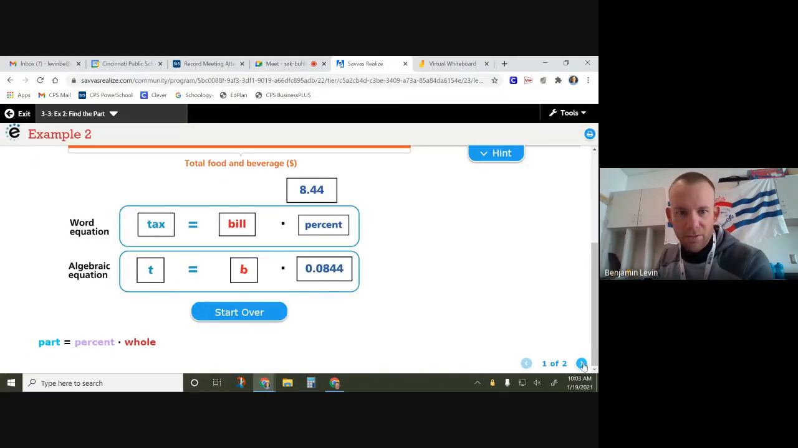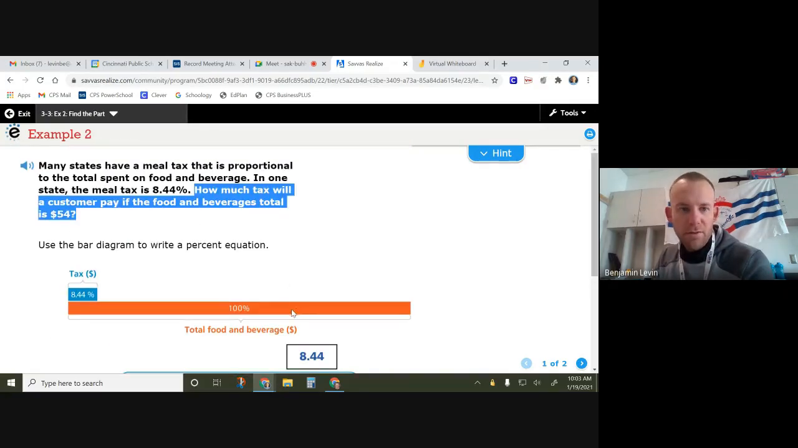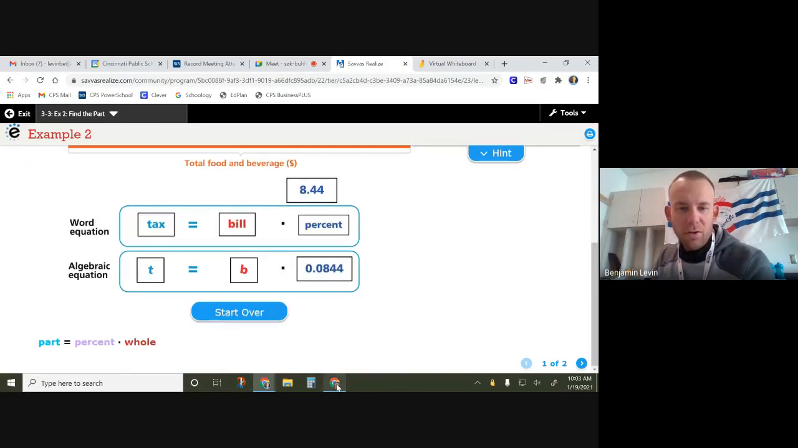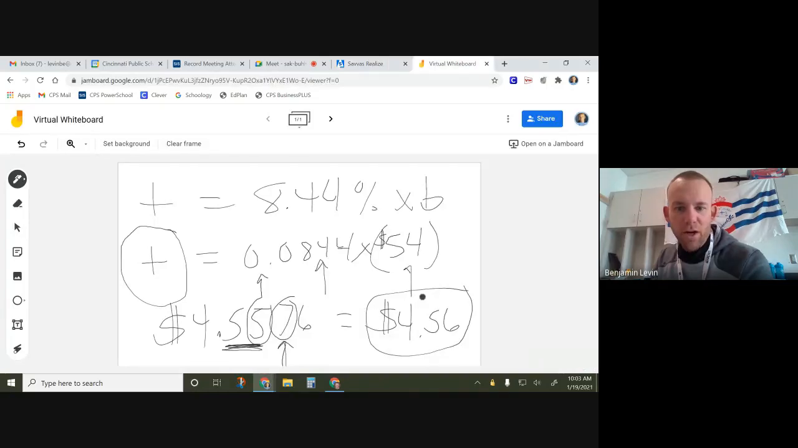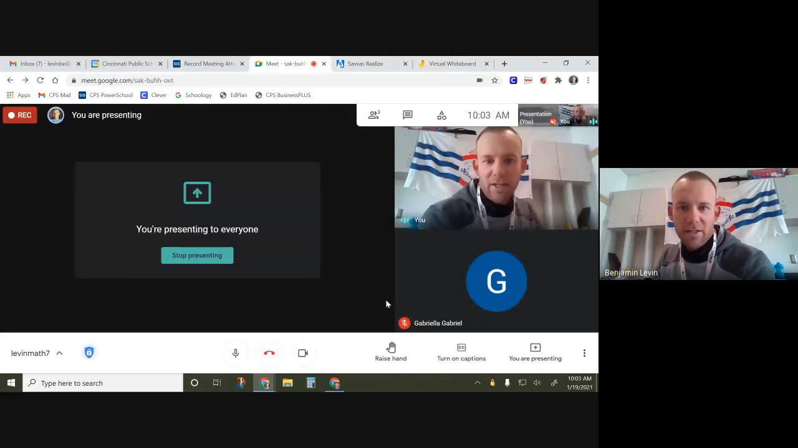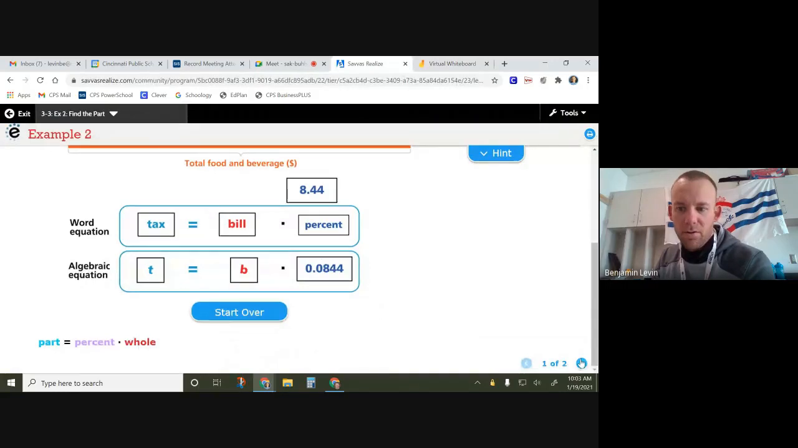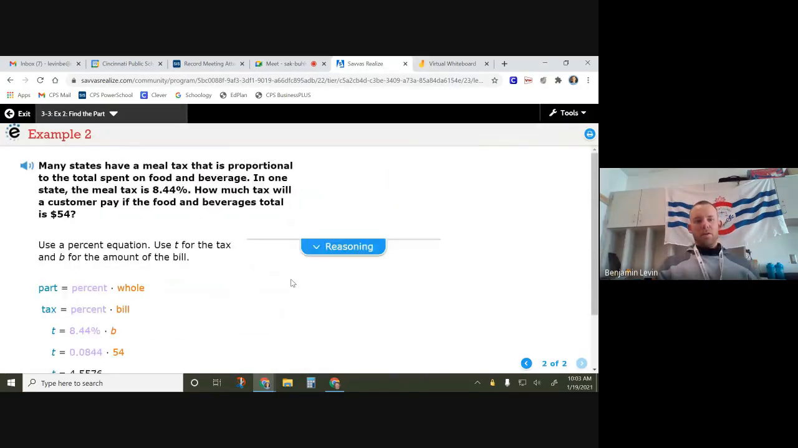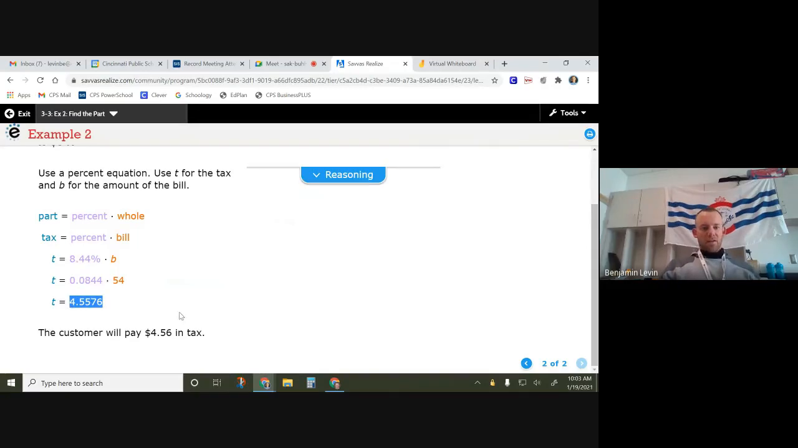I'll click over to the next one here. We found out what this was, right? So let's skip over to the next one. It's $4.56 is going to be the sales tax that we add to this bill. Let's look at another one. Yeah, that's what they got. Same answer we got. 4.5576, which rounds up to $4.56. You cannot have 76 hundredths of a penny. There's no such thing. There's no fractional cents.